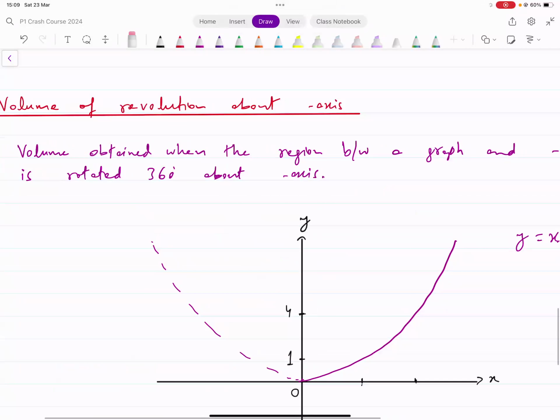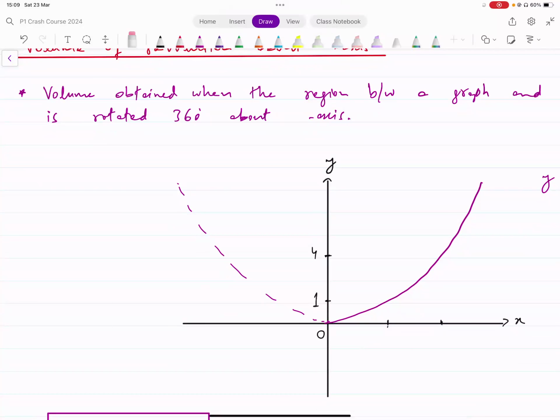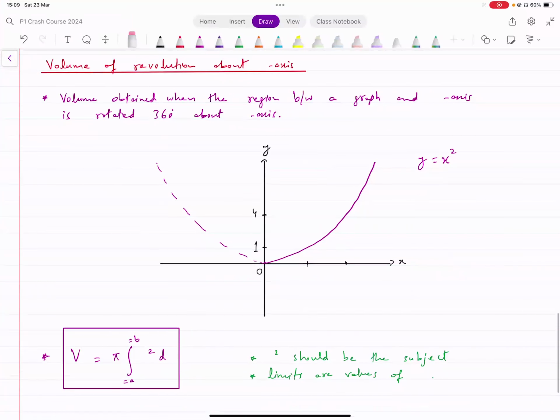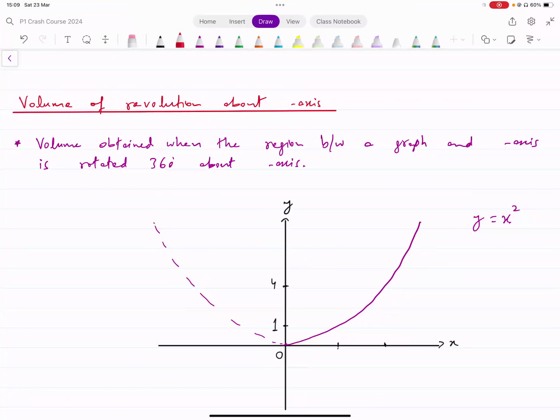Okay, let's think about this. Volume of revolution about the y-axis. The same idea would apply with the y-axis as well. So now if we want to rotate something about the y-axis, let's think about what happens in that case. Now we want the volume obtained when the region between a graph and the y-axis is rotated 360 degrees about the y-axis.